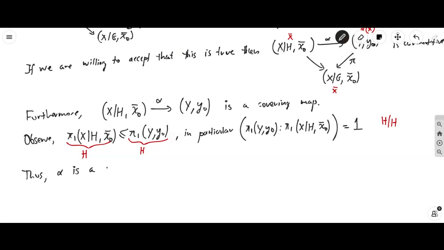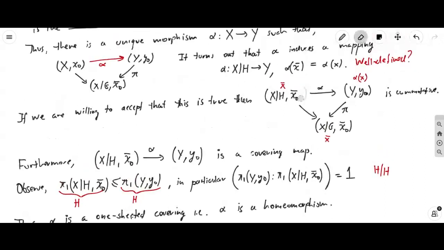alpha is a one-sheeted covering, i.e., that's just another way of saying alpha is a homeomorphism. Because if it's one-sheeted, that means the pre-image of every point is just one thing, so it's an injective mapping, and then it's not difficult to show why the inverse is a homeomorphism. So a one-sheeted covering is a homeomorphism. So this proves it.